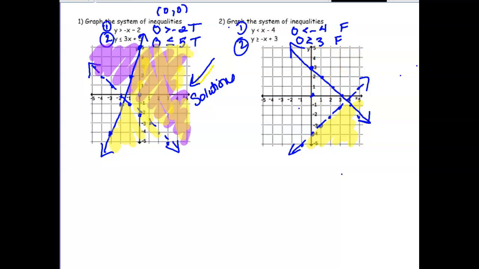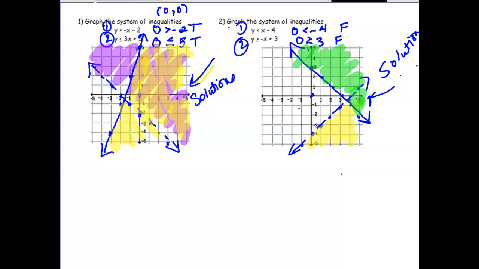Let me get it. We'll do this one in green. All right. So the only double area is going to be right in here. It's hard to see with the colors, but right here would be the solution. So we're looking for the overlapping area.